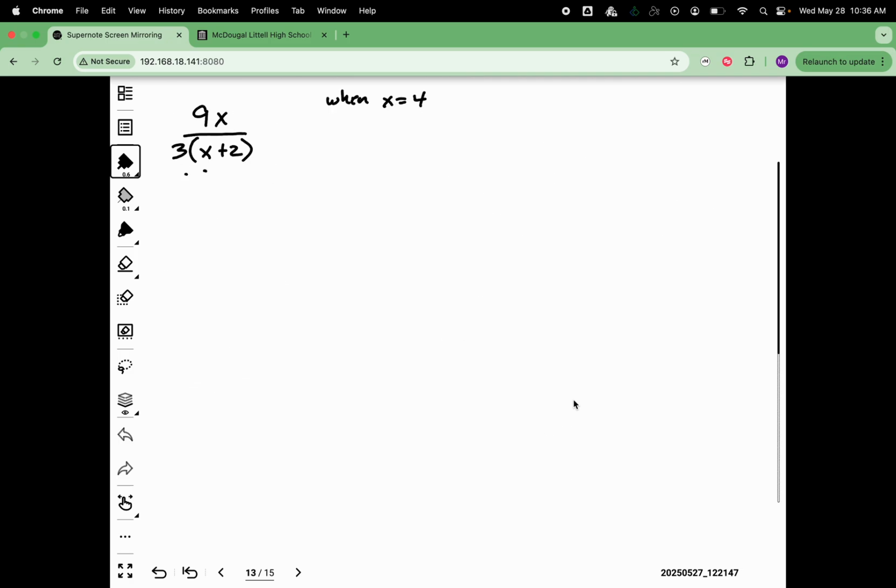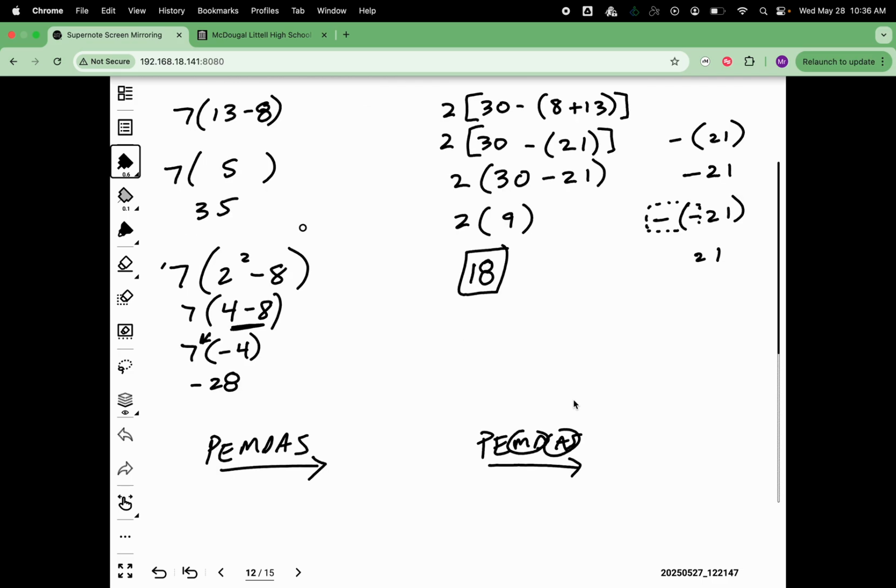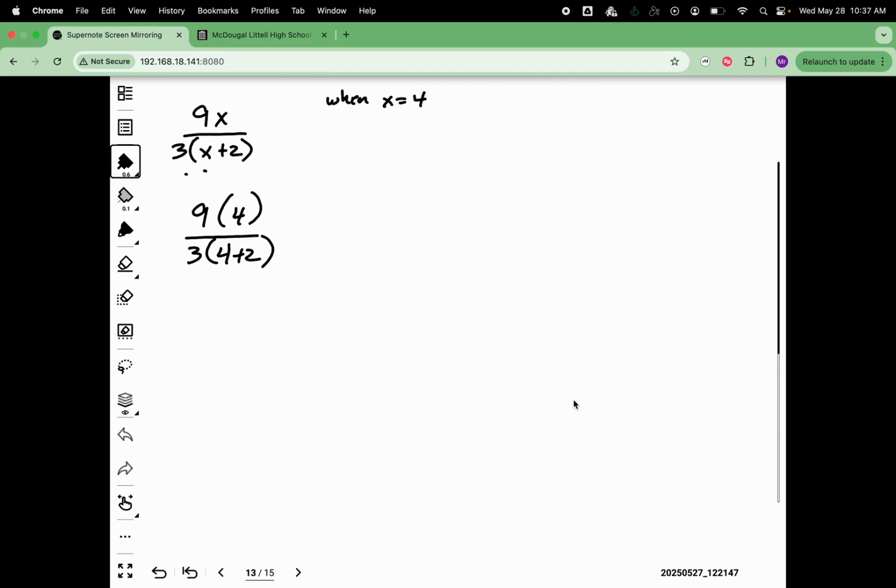Okay, let's do this one. When x equals 4, we're going to do 9 times 4, over 3, 4 plus 2. What you want to do on this one is treat the top and the bottom as their own problem and then divide at the end. Similarly, like what we did over here, notice how we worked everything within this box by itself and then we multiplied by 7? Well, isn't multiplication and division really the same thing? Well, that's what we're going to do here.